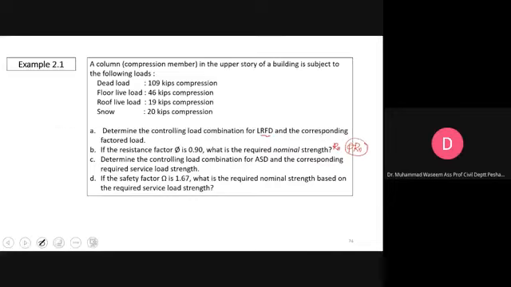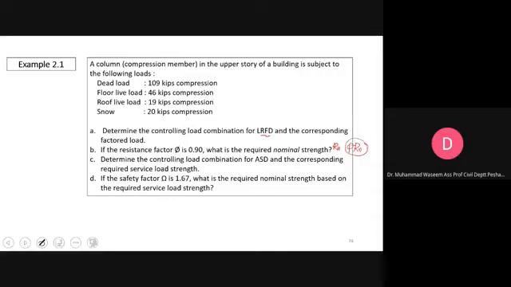Okay, there is an example. This is a very simple example. You can refer to the Segui book, chapter number 2. It is the same example 2.1. Okay, now a column in the upper story of the building is subjected to certain loads.